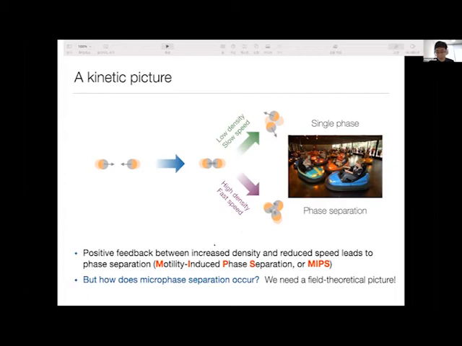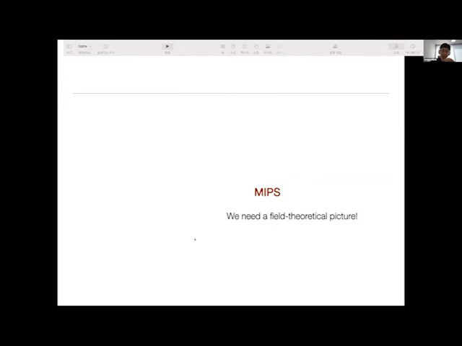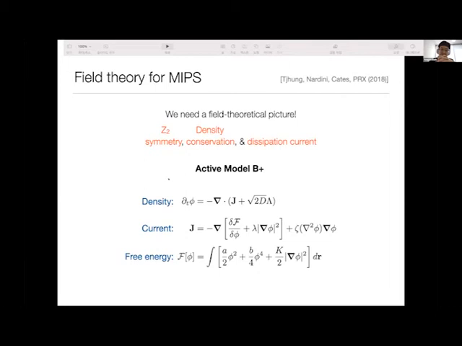So to explain this microphase separation, you actually need to turn to a theoretical picture. This is where you start to get something which is really a proper field theory. As for the active ideal gas, you still have density and current, but that is the non-interacting case, so that is a somewhat trivial field theory. But in this case, you've started to really model the interactions between particles.